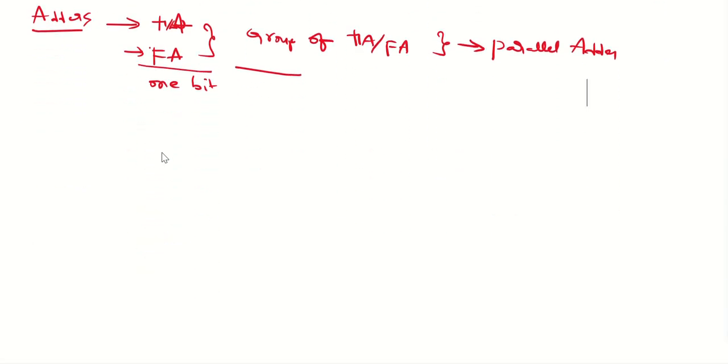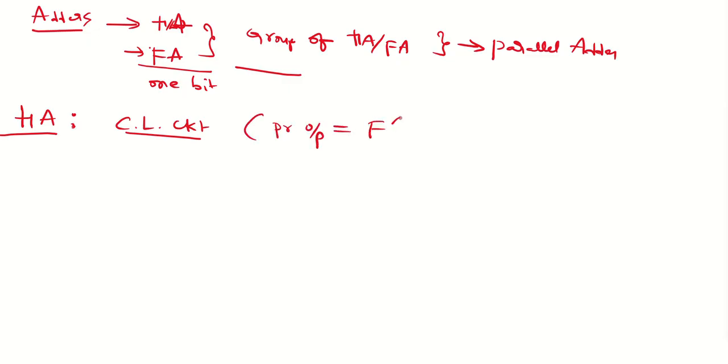Let's discuss the half adder. What is a half adder? How to implement it? What is the logic for the half adder? This is a combinational logic circuit. So what are combinational logic circuits? The present output depends on the function of present inputs only, meaning the output changes only with respect to changes in the inputs.